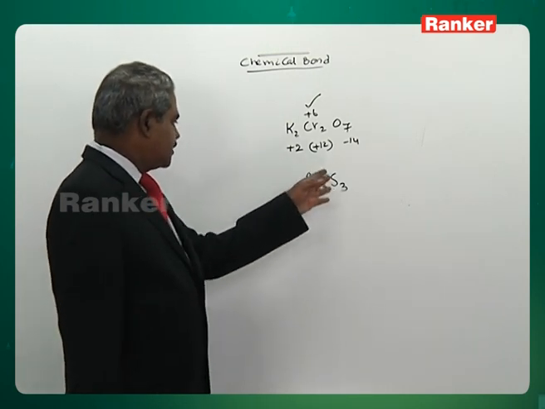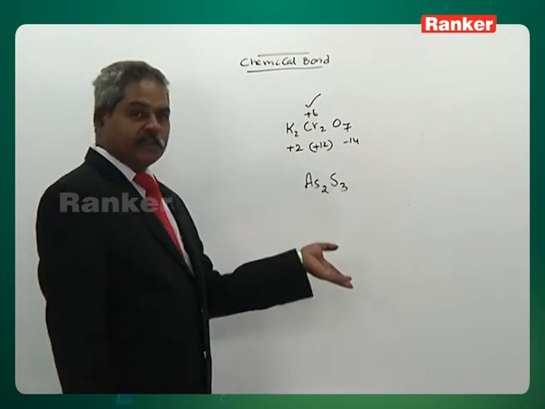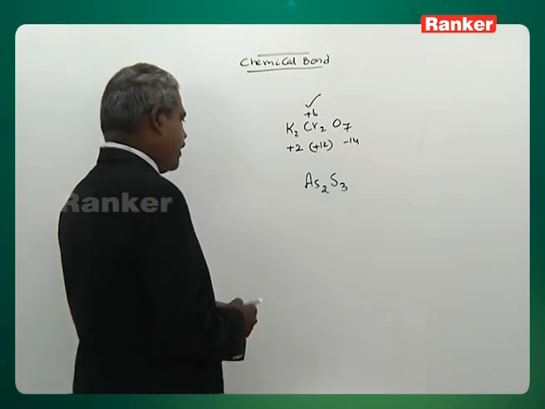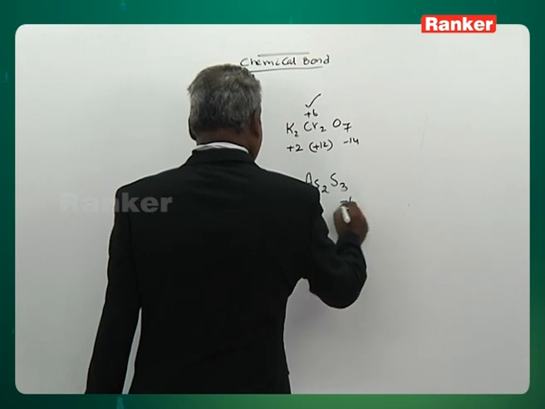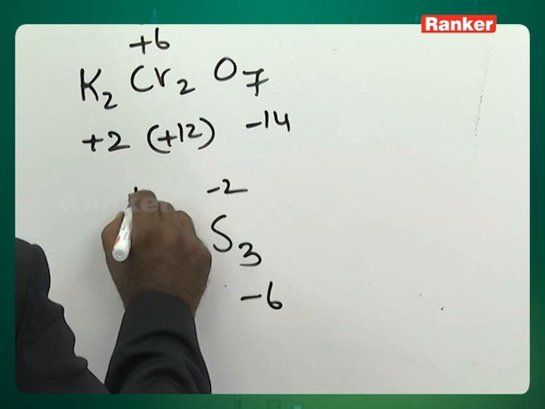Arsenic is a half metal, sulfur is a non-metal. Who can be minus? Sulfur only can be minus. When sulfur is minus, it is generally minus 2. Therefore, you take minus 2 for sulfur, minus 6, plus 6. Each sulfur minus 2, each arsenic plus 3.